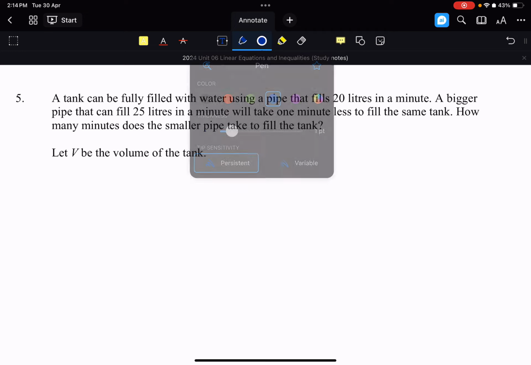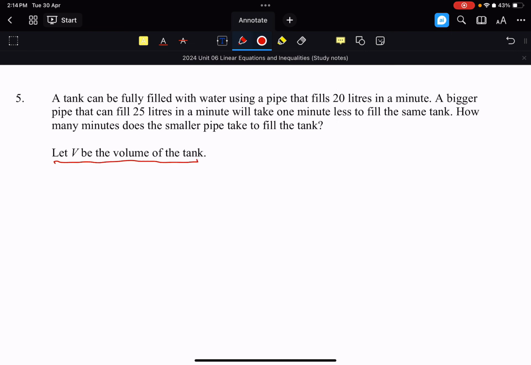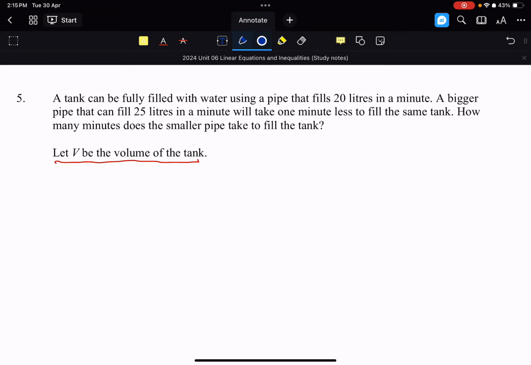The question defines V as the variable for the volume of the tank. The volume divided by the speed gives us the time taken. The time taken by the smaller pipe is V over 20, and the time taken by the larger pipe is V over 25. And the difference is 1 minute.